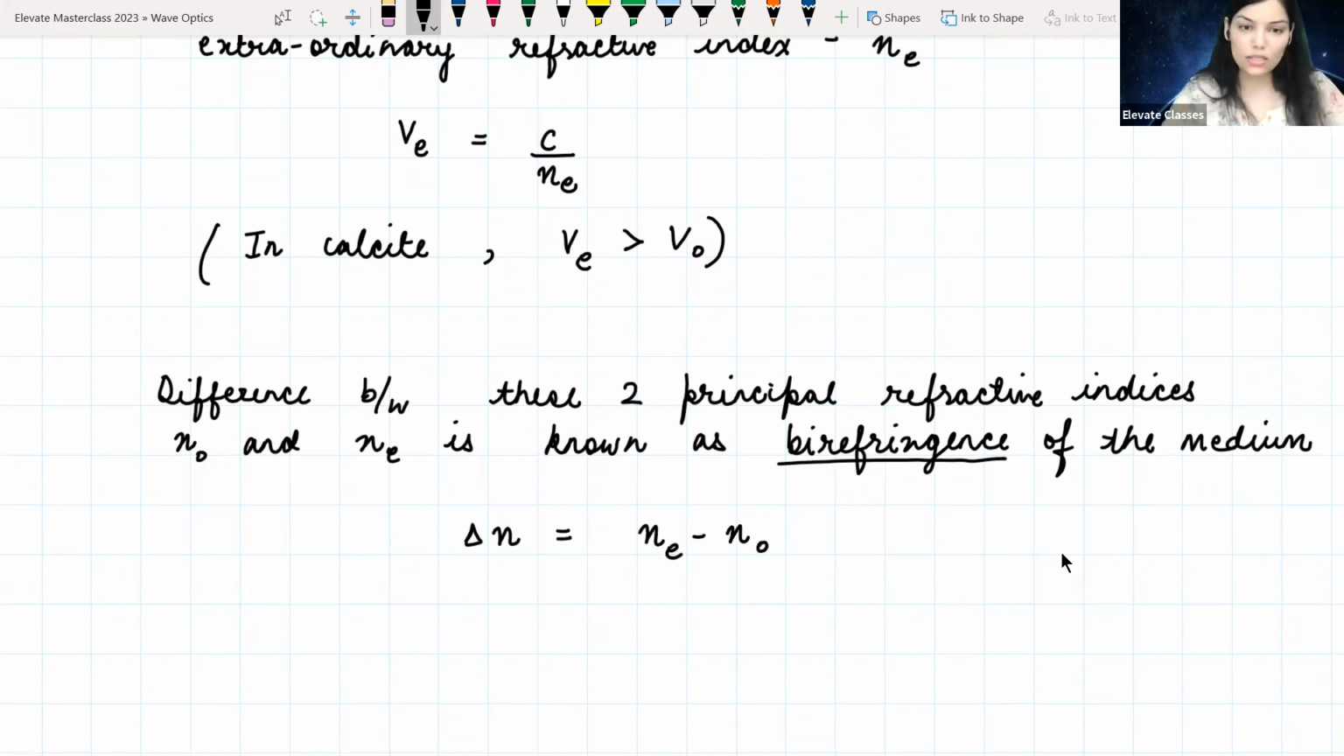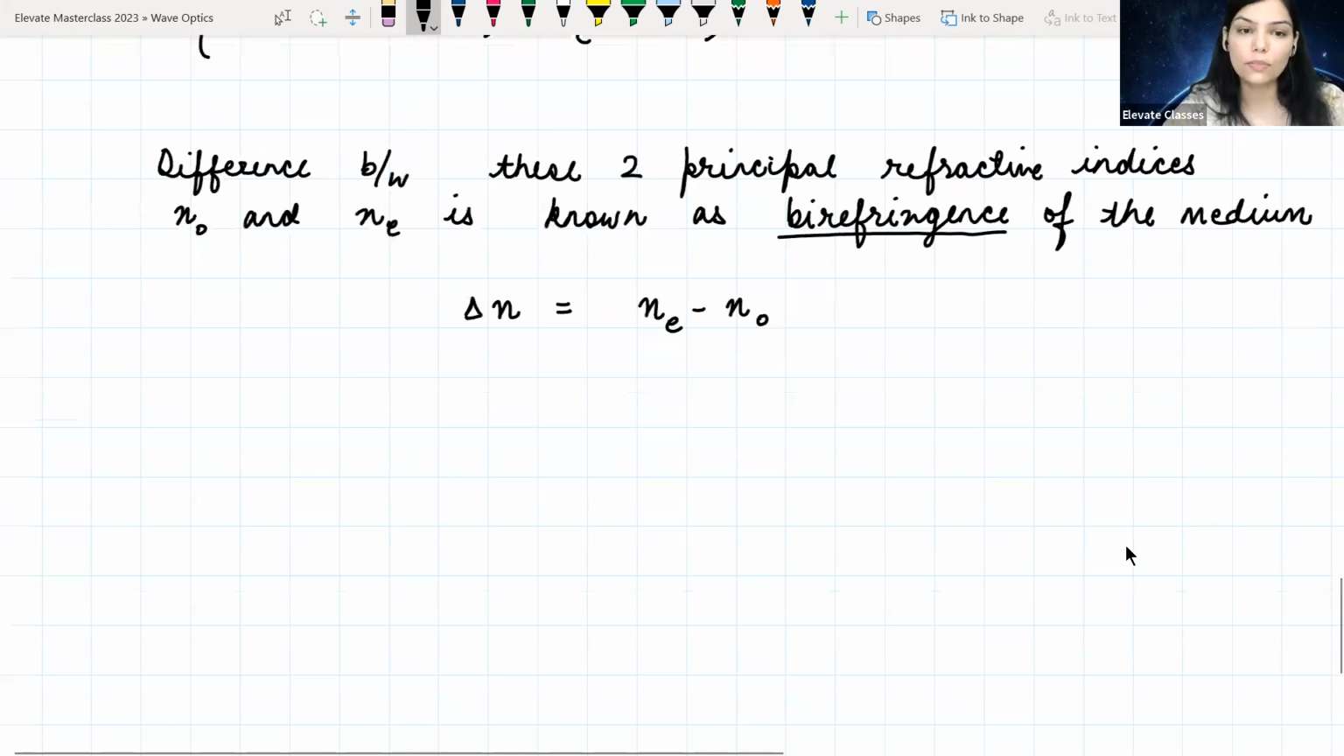Now here also it is not necessary that NE should be greater than N0. NE can be less than N0 also. So you can have delta N which is negative, or you can have delta N which is positive. So you will have positive crystal or negative crystal, terms like that. But birefringence in general means that if I take the difference of these two refractive indices, N0 and NE, that will tell me how birefringent the material is.